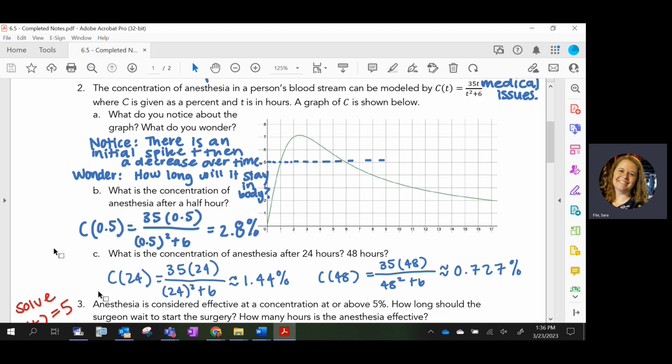Okay, and then the concentration of anesthesia after 24 hours. That does not show on the graph, so we can't estimate based on the graph. So you would just plug in the 24 for your T and calculate. It says about 1.44%. And then after 48 hours, it comes out to about 0.727%. Questions about that one?